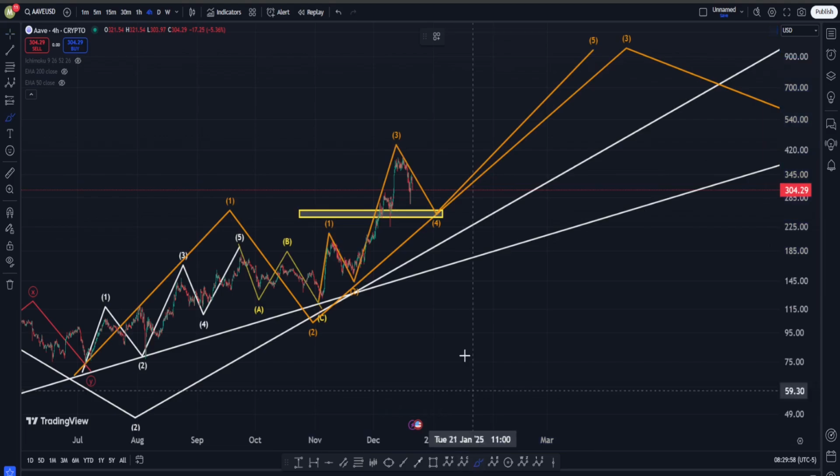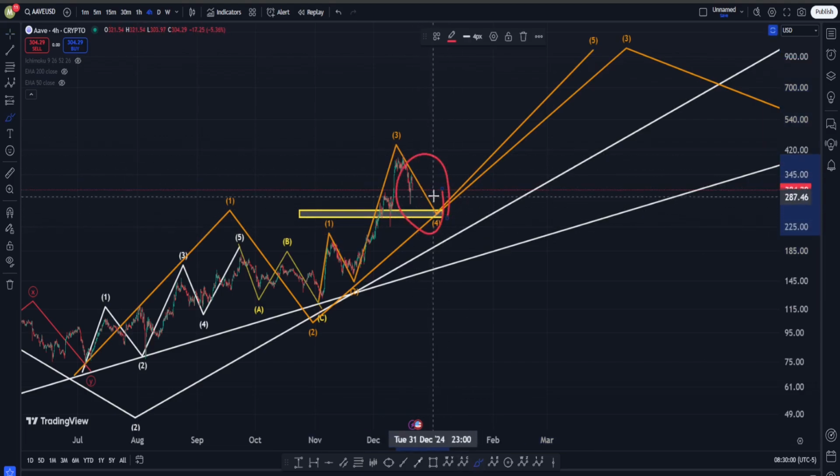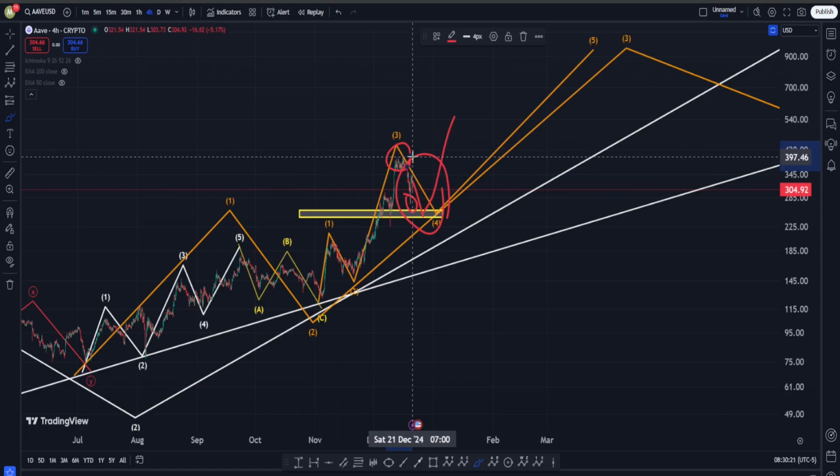Now, if the current move down is going to be a correction for our wave 2, then okay, we can expect after setting possibly one more low, a very quick and strong bounce back in order to at least take the highest side in this region around $400, and hopefully and potentially set an all-time high at that point and take the highest side around $670.